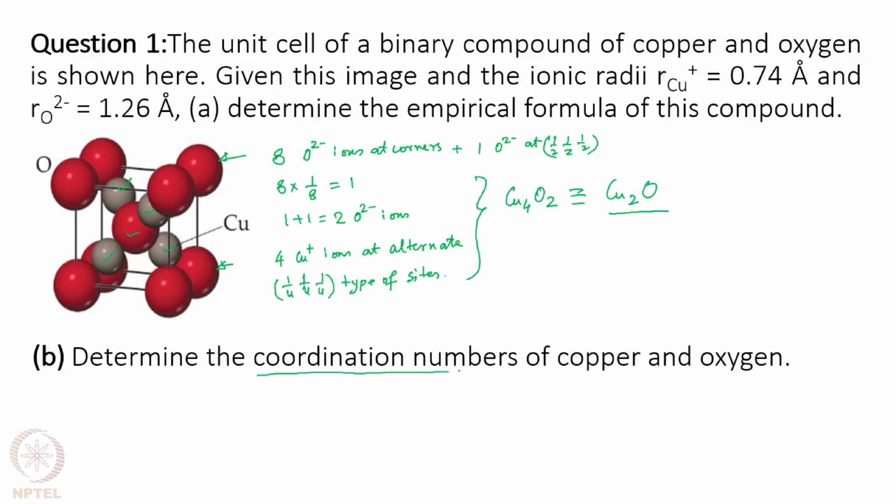Now, determine the coordination number of copper and oxygen. If we look at the central oxygen, we see that there are 4 coppers nearby, and this is true for all oxygens if you grow the lattice in all 3 directions. So the coordination number for oxygen is 4. If you look at the structure more carefully, for every copper you have only 2 oxides nearby. So the coordination number for copper is just 2.